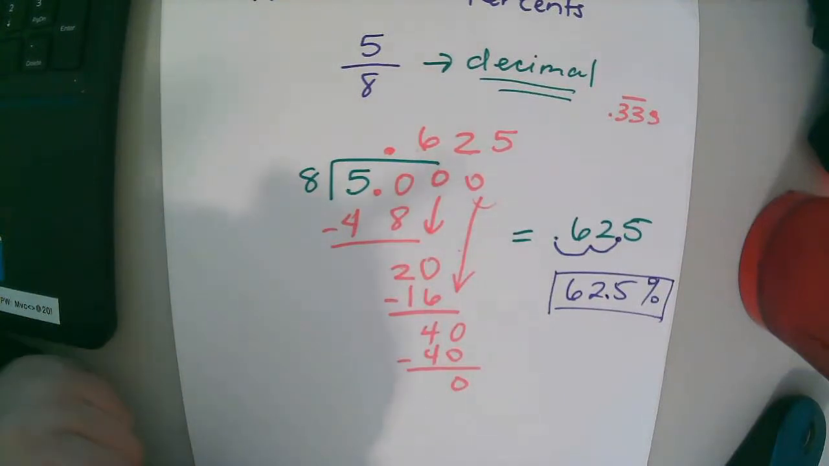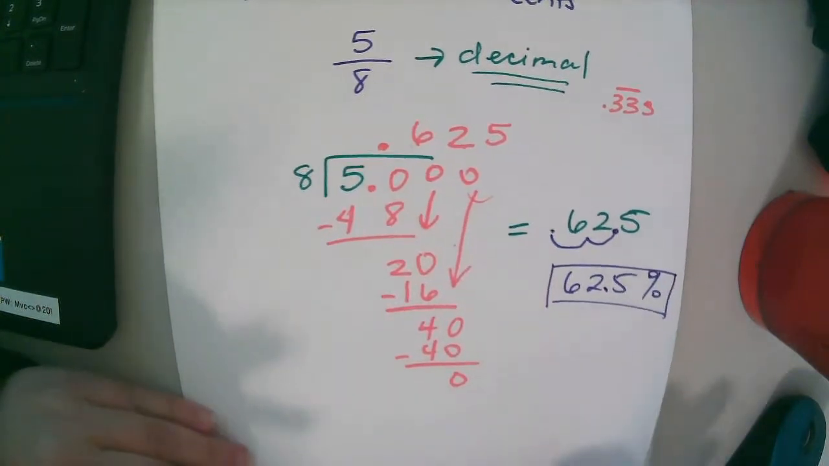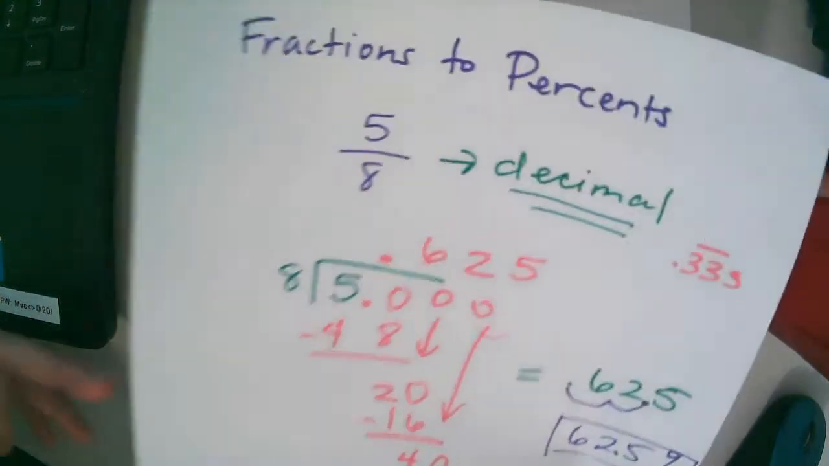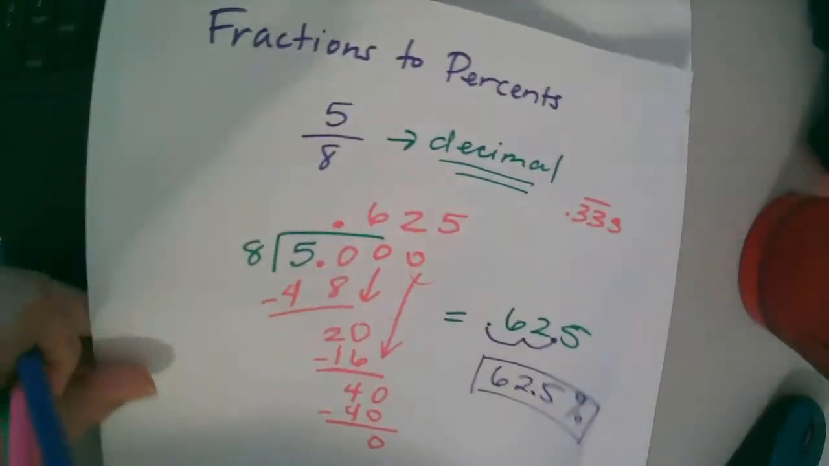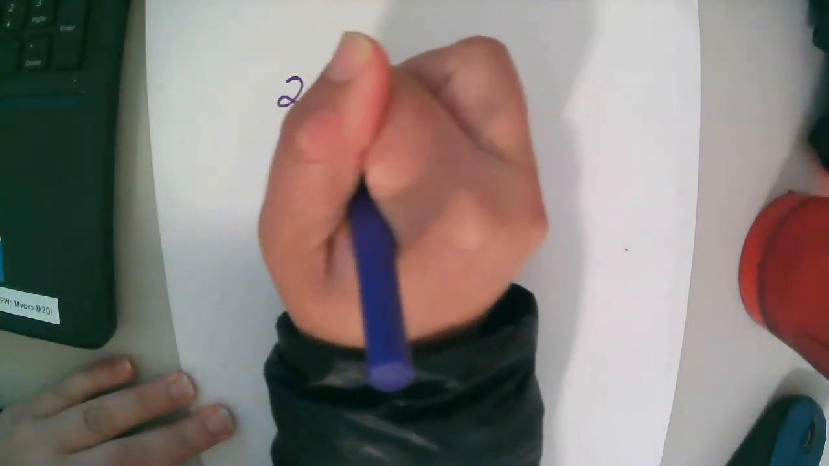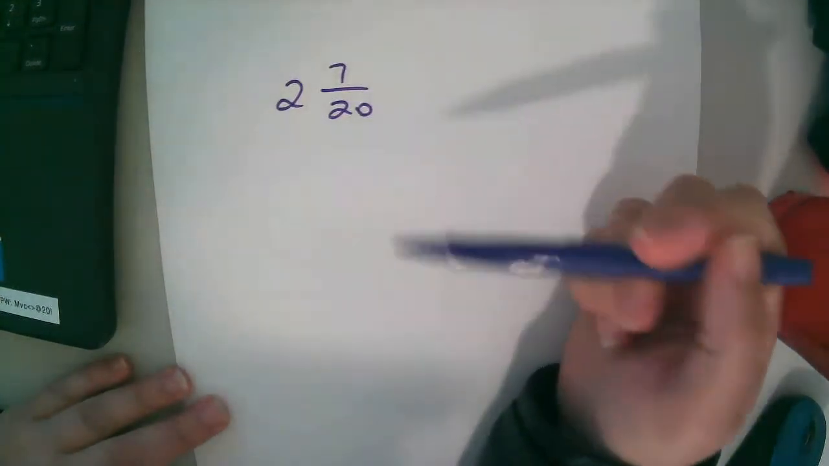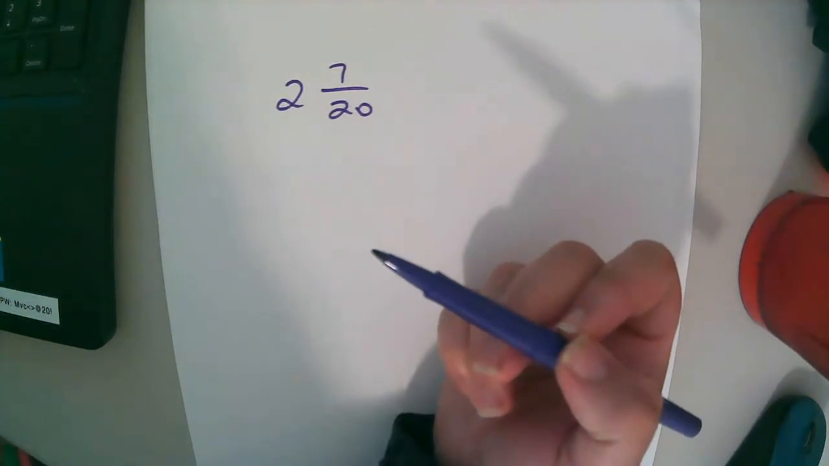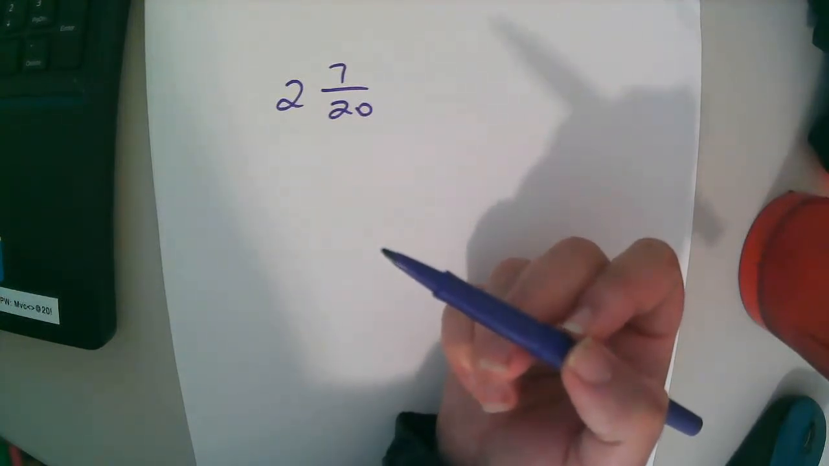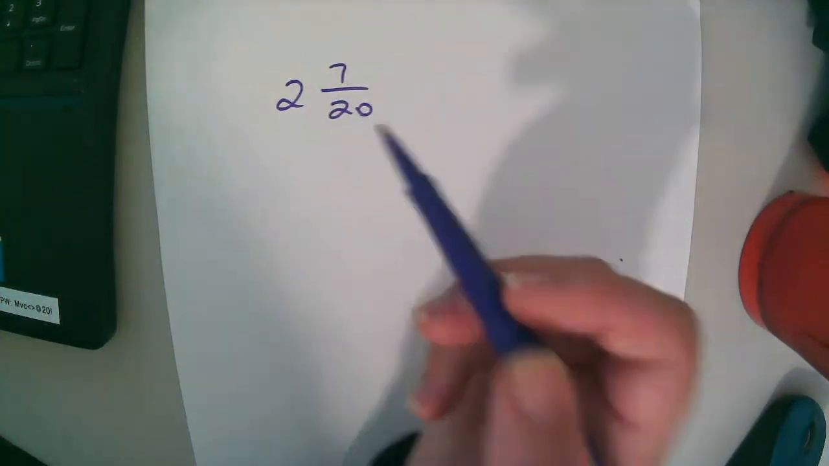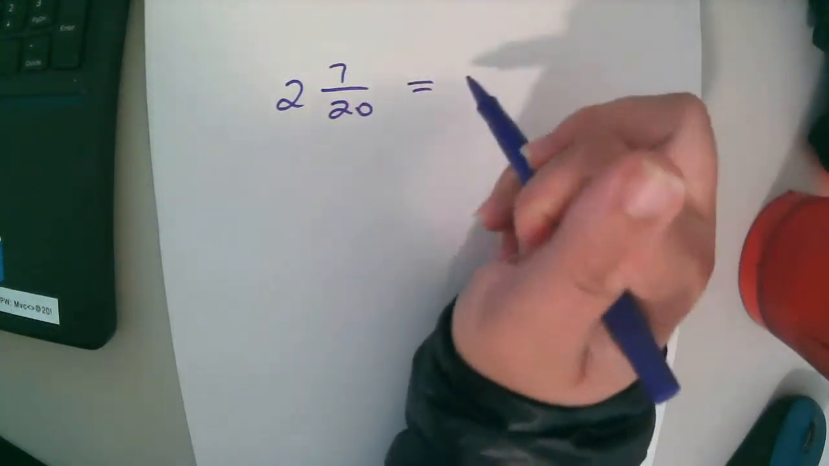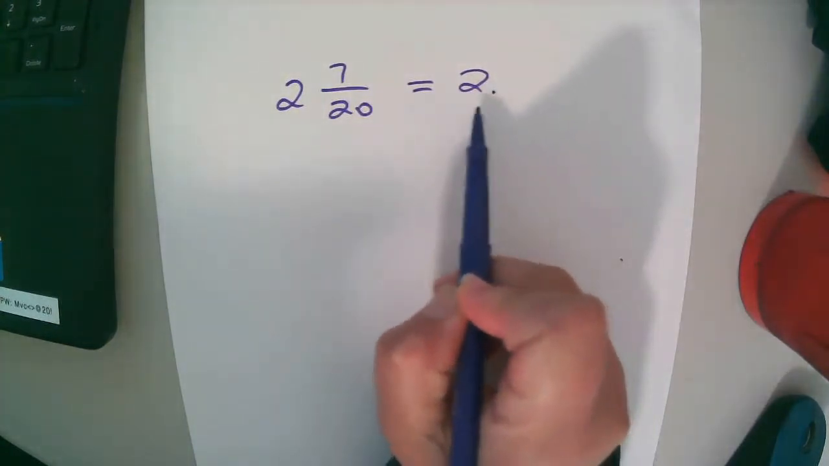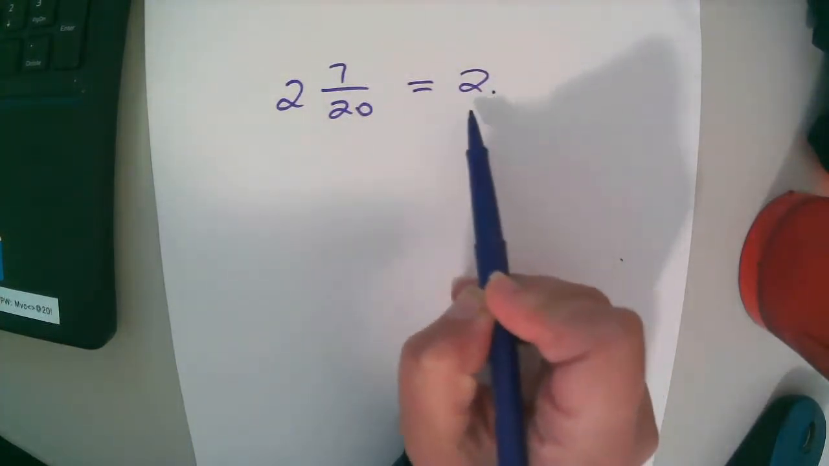Okay. Let's look at another example. This one's involving a whole number. We have 2 7/20, and we want to convert this into a percent. So your 2 is going to remain a 2 when you become a decimal, because we have to make this into a decimal. So this is going to be a 2 for sure. There's going to be a 2 whole number. That's not going to change. So you can just copy it over, right?